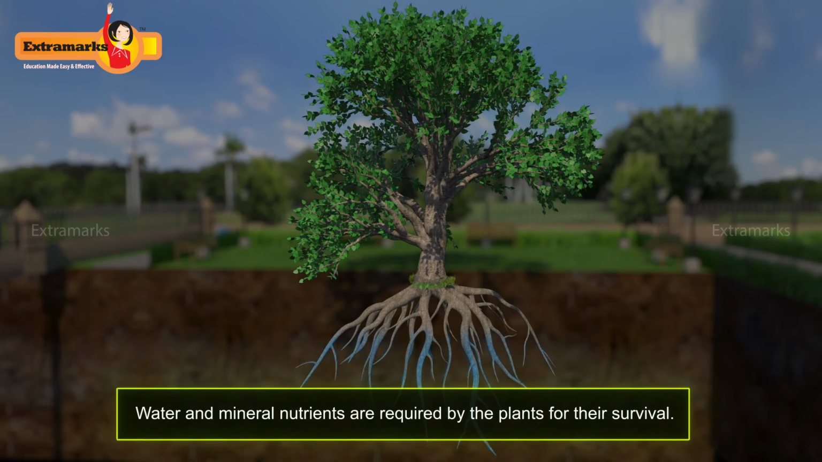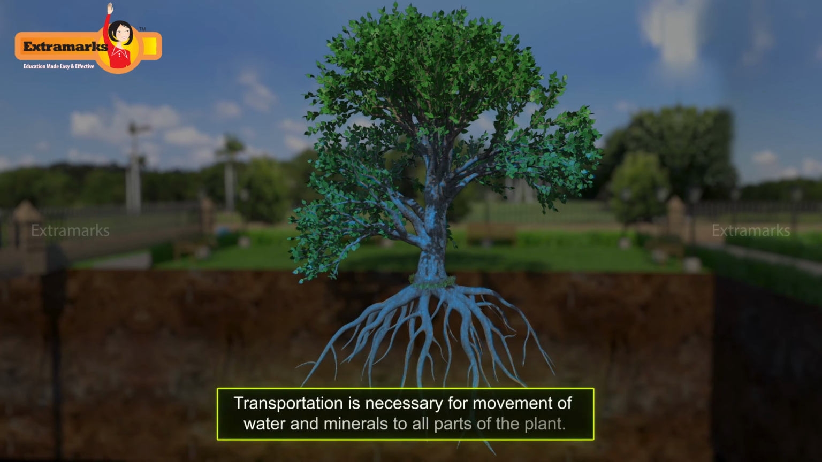Water and mineral nutrients are required by the plants for their survival. Transportation is a vital process as it is necessary for the movement of water and minerals to all parts of the plant.